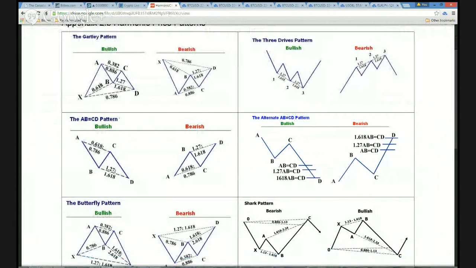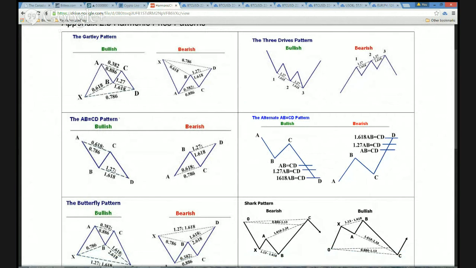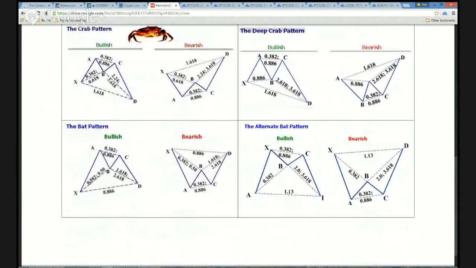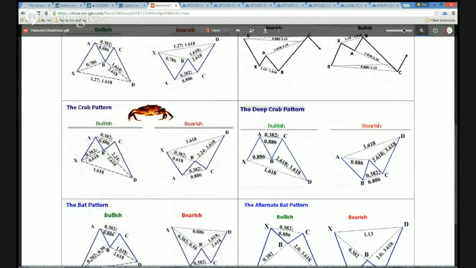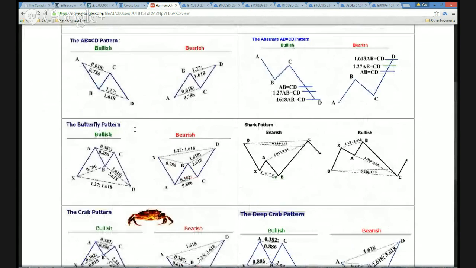Some levels you'll see there is no flexibility. If this is a Gartley, then this A to B should definitely be 61.8 off of the X to A. That's written in stone. But something like the bat has flexibility, 38.2 up to 50%. The crab, 38.2 to 61. Butterfly, it's 78.6. So just understand when you see those.